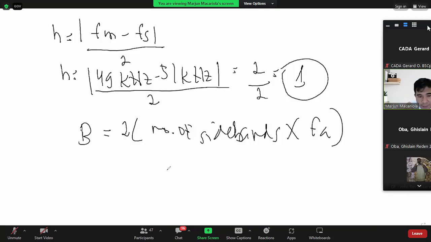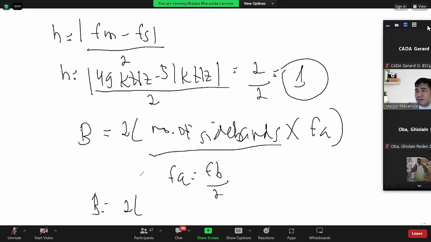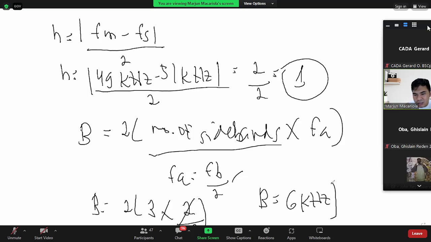And FA is equal to FB over 2. Okay? So, B is equal to 2. The number of side bands based on the Bessel function table is 3 times FB. Ang given FB sa given ay 2 kilobits per second over 2. So, this is cancelled. So, bandwidth is equal to 6 kilohertz. Okay na? Nagets na?